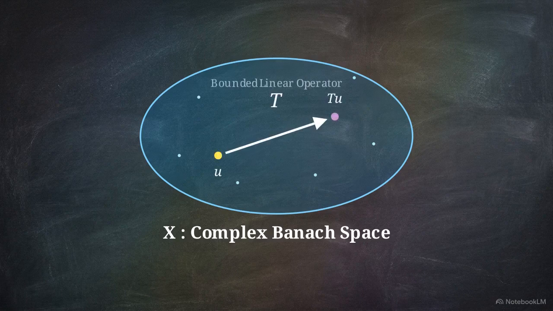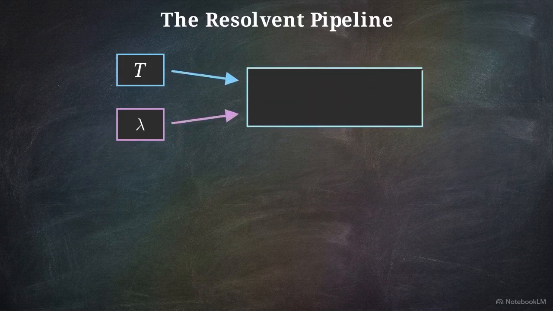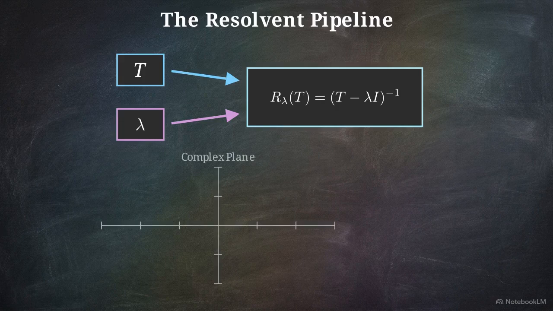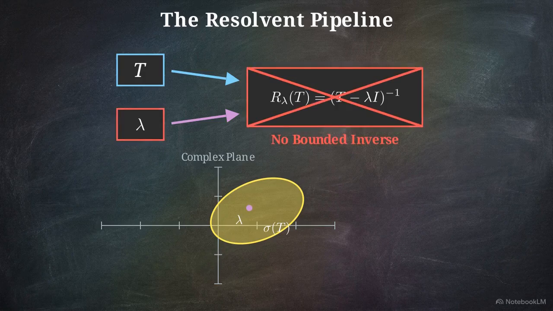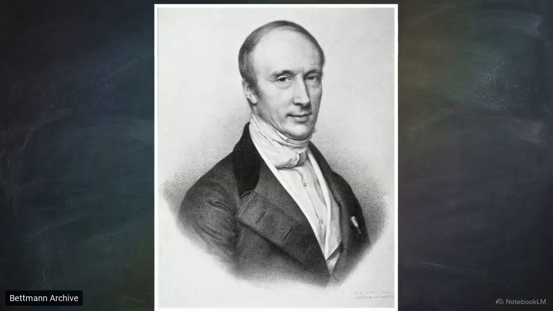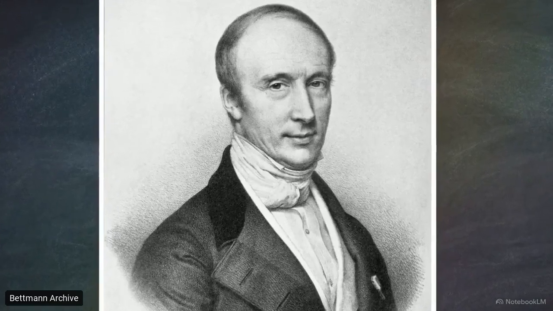We begin by defining our environment, a complex Banach space, denoted as X, and a bounded linear operator, T, acting upon it. This diagram illustrates our primary tool. We take our operator T, introduce a complex parameter lambda, and construct the resolvent function, R lambda, defined as the inverse of T minus lambda times the identity operator. The values of lambda dictate the behavior of this function. The spectrum, denoted as sigma T, is strictly defined as the set of all complex numbers lambda, where this operation fails to yield a bounded inverse operator.